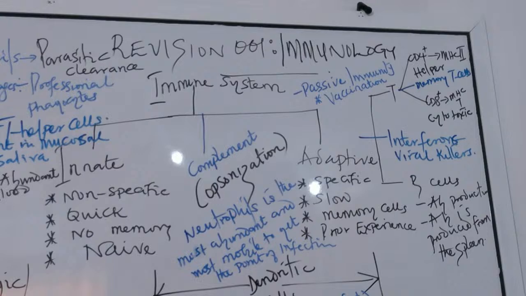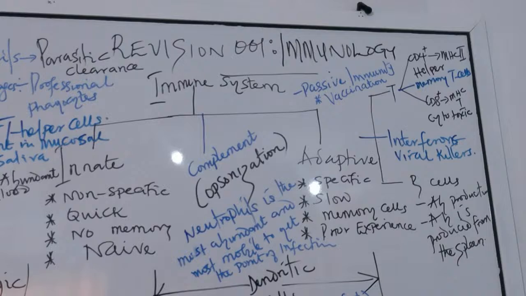Then the other part of the immune system is what is called the adaptive, or what we can also see as acquired in some textbooks. We have seen that, unlike the innate immune system, the adaptive or acquired immune system is more specific. It is slower to act, and it has memory cells. It has a characteristic of prior infection, and basically we can divide the acquired immune system into three.